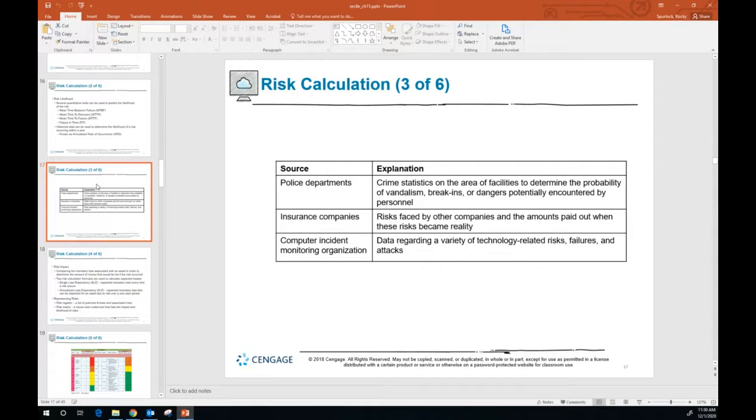The example we have here is our sources: police department. So in here they can use the crime statistics on the area, and they can determine the probability of vandalism, break-ins, or any other potential dangerous encounters that they may run into. Insurance companies, they can look at the risk factors by other companies and amount paid out when these risks become a reality. The Computer Incident Monitoring Organization, they use data regarding a variety of technology-related risks, failures, and attacks.